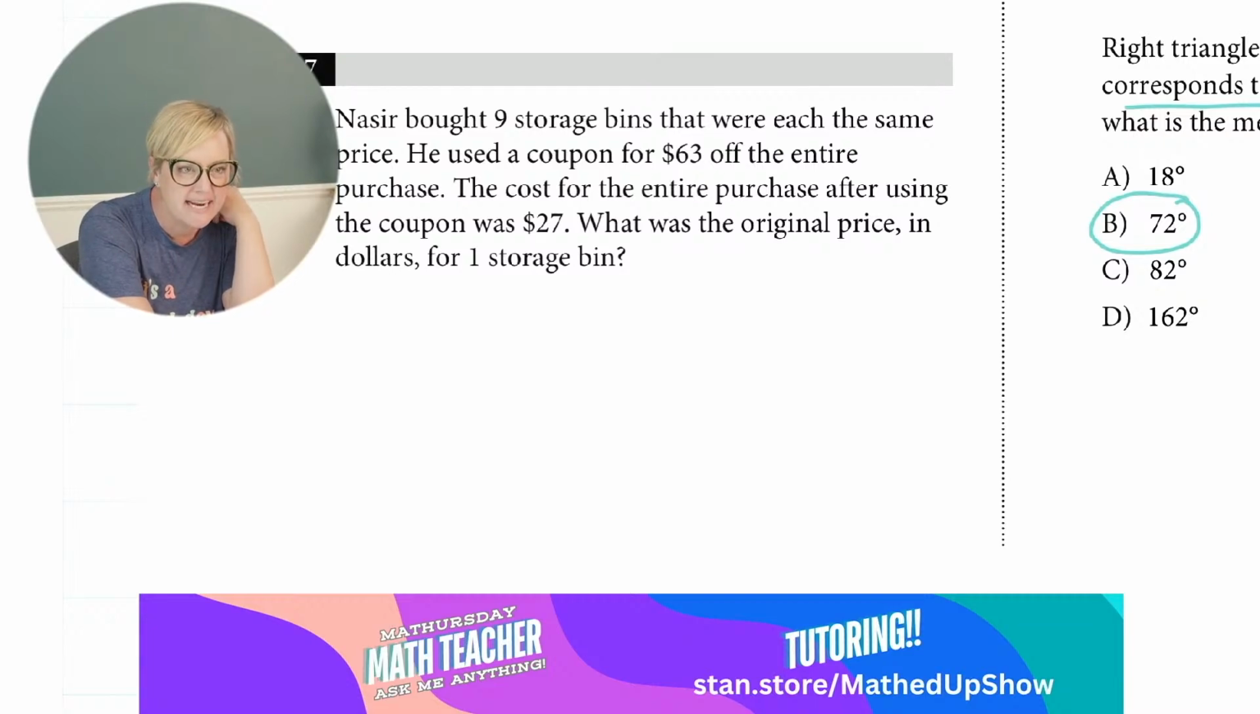So I see a 10, I see an 18, I see a 10. Okay, so remember we're trying to find it for one storage bin.